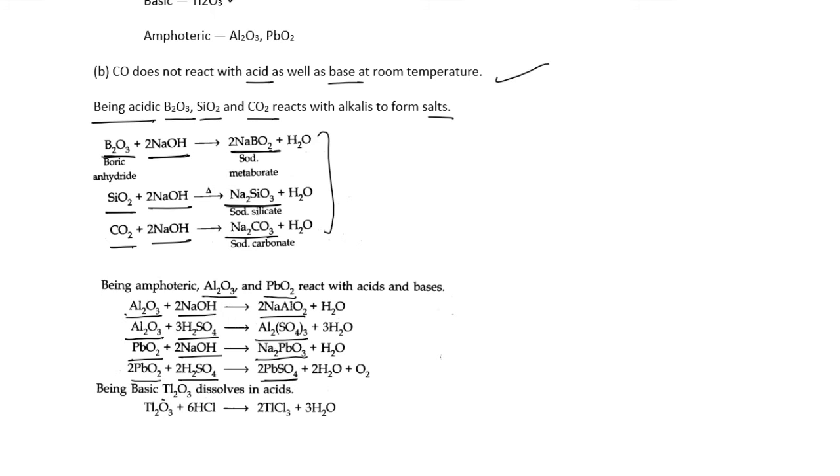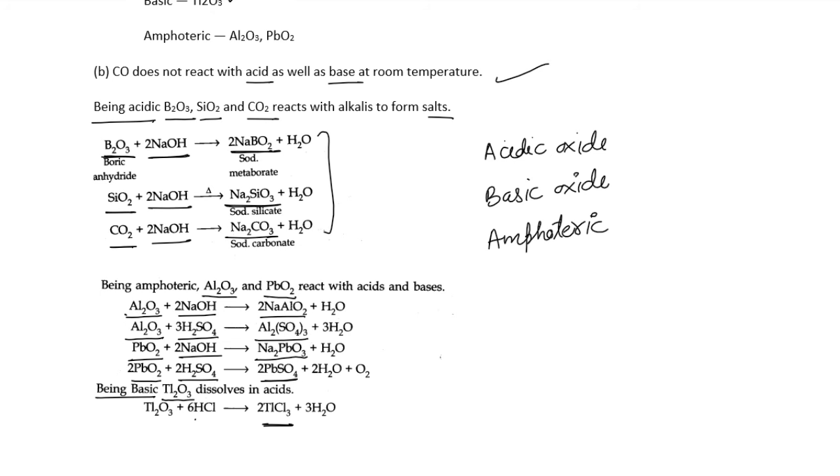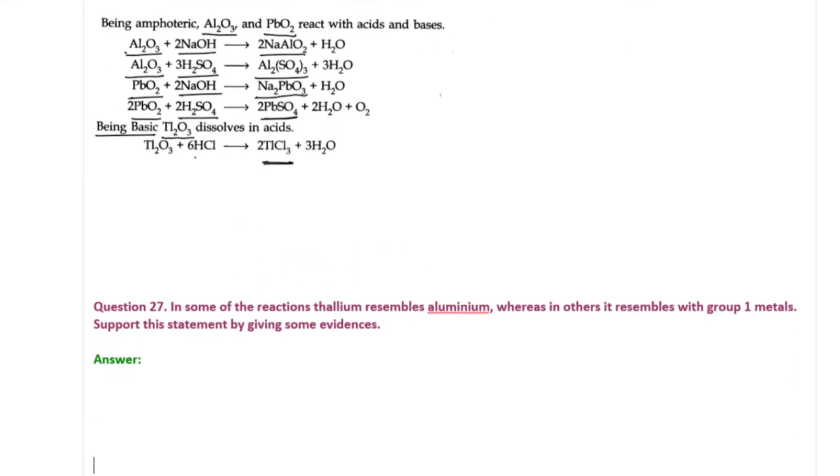Now Tl2O3 being basic, it dissolves in acid to give TlCl3. So we have to justify that if an acidic oxide is there, then it will react with a base. If a basic oxide is there, it can react with acid, or if it is amphoteric, it can react with acid and base both. And if it is neutral, it will not react with acid or base. That's it. Done. Now come to question number 27.